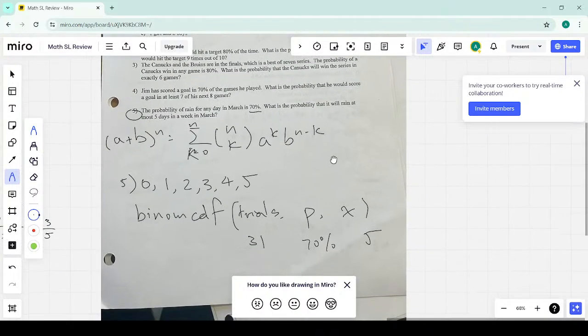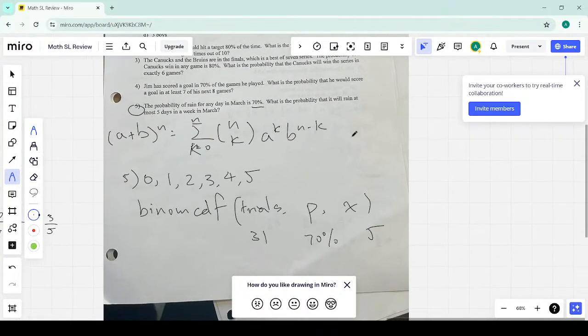Now, let's say, for example, this question was asking for the complement, right? Let's say it was asking for the probability that it will rain at least 6 days. Oh, this is in a week, sorry. So that wouldn't be 31 then, that would just be 7. So binom CDF, 7, 70%, 5.